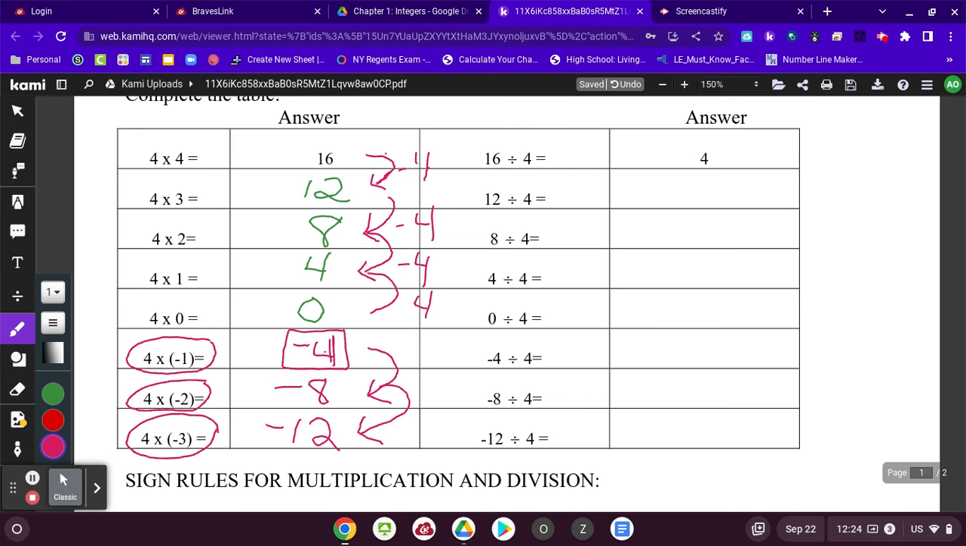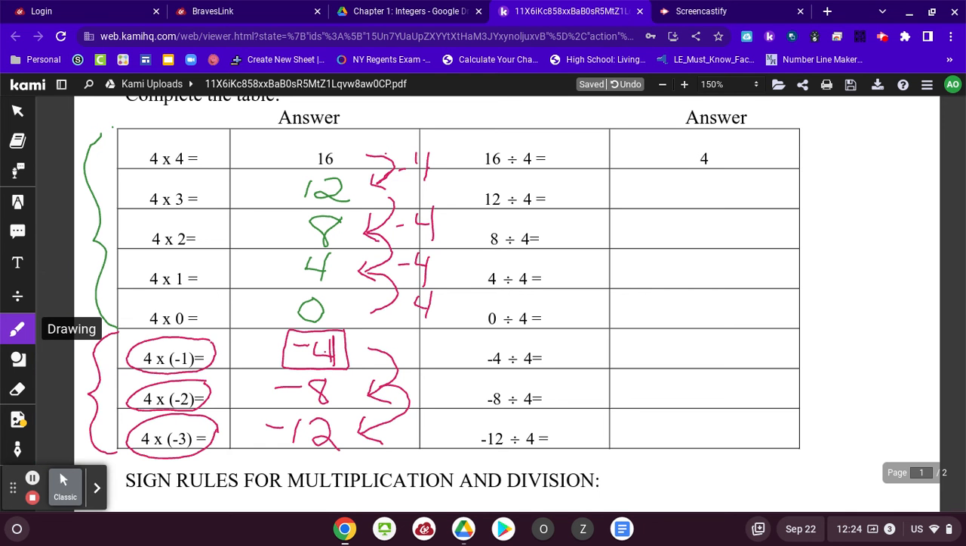So we started with something that you knew, which was that when you multiply positives, you get a positive answer. And then based on the pattern that was created, we now have learned that a positive times a negative has to be a negative answer.